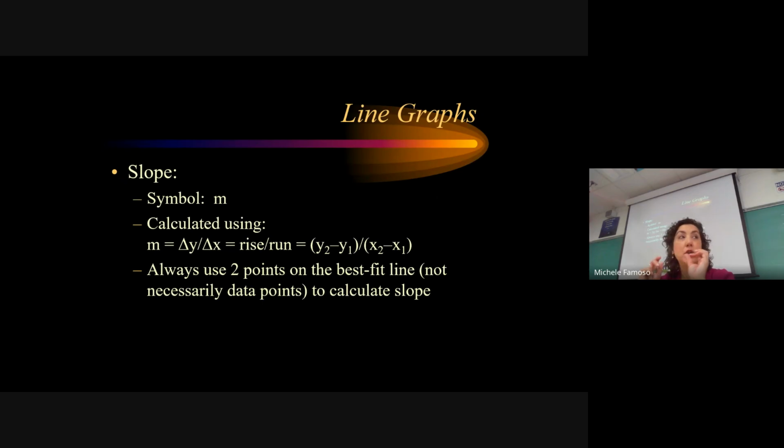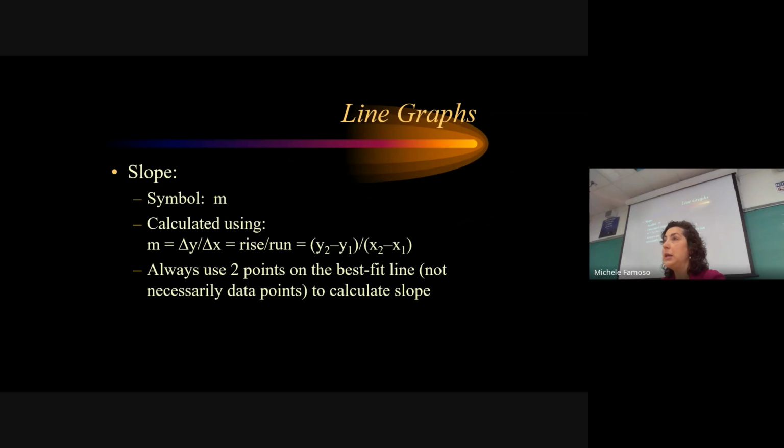We're going to look for 2 points that actually reside on the line and use those coordinates to calculate the slope. Okay, you understand the difference, what I mean? It's really important that you're using points that are on the line, not off the line. So ignore the data points, ignore the data table, I should say.